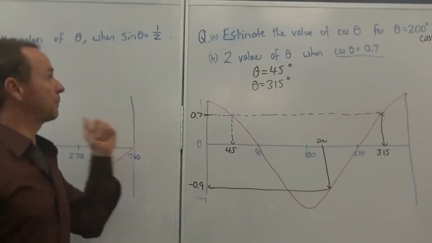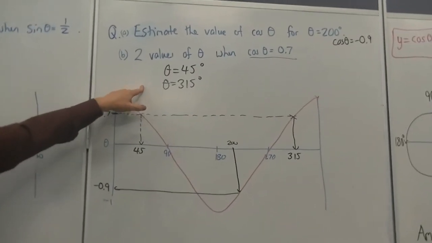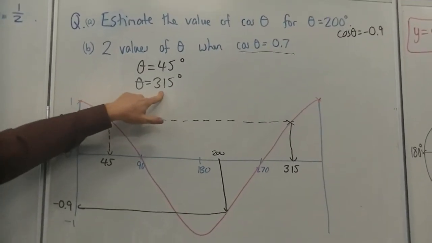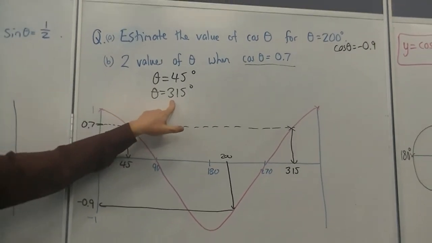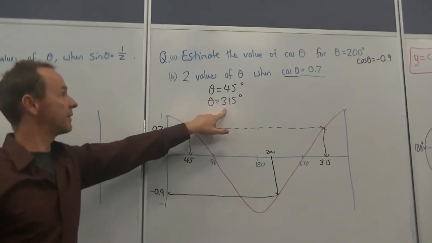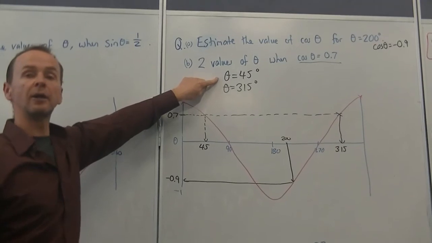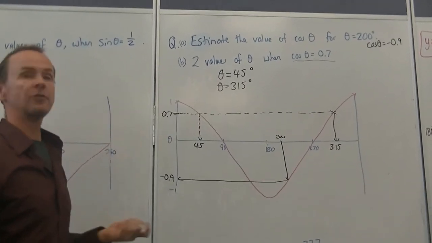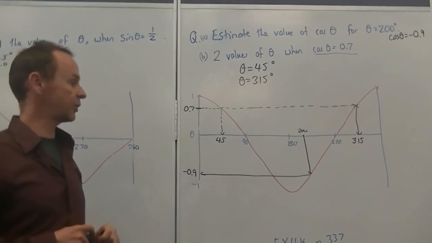That's how you do that. Both these answers can be checked on the unit circle. So if you had cos 315 degrees, you can do like we've done in previous lessons, find the reference angle, and you should find 45 degrees. So you can check your answers. You can also use CAS to check your answer.